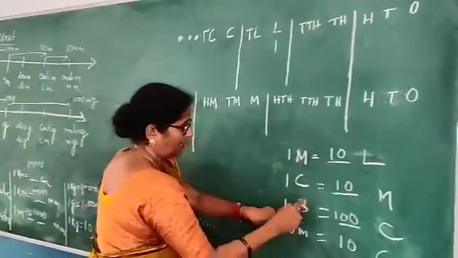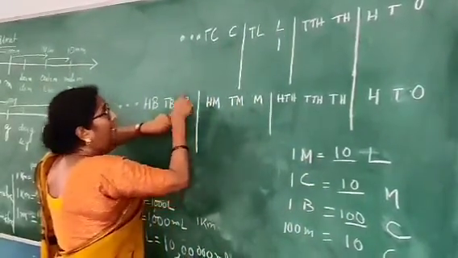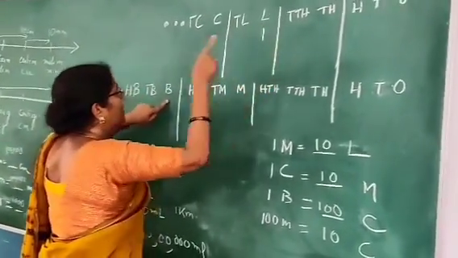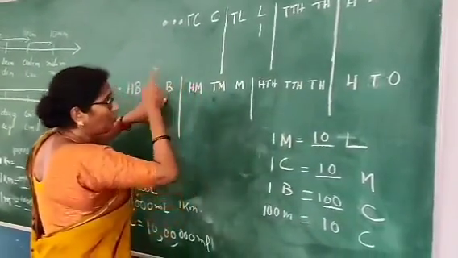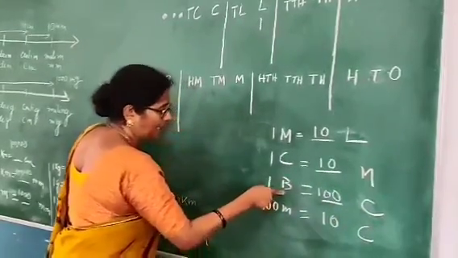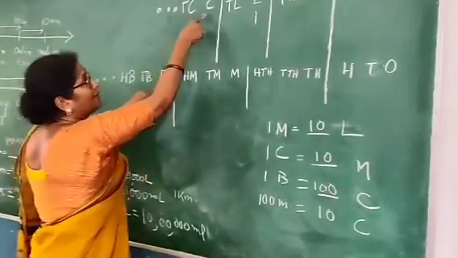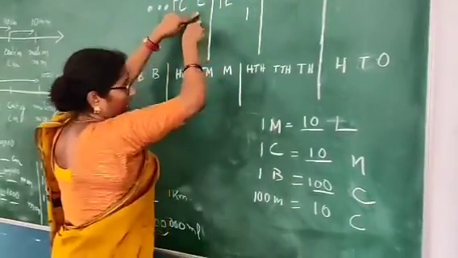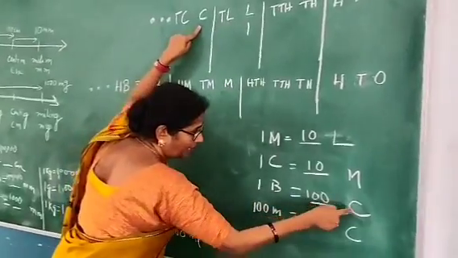Now 1 billion equals how many crore? What is the difference between billion and crore? Crore has 7 steps, and billion has 9 steps, so the difference is 2 steps, which means 100 crore. Billion is in the 9th step and crore is in the 7th, so 1 billion equals 100 crore.